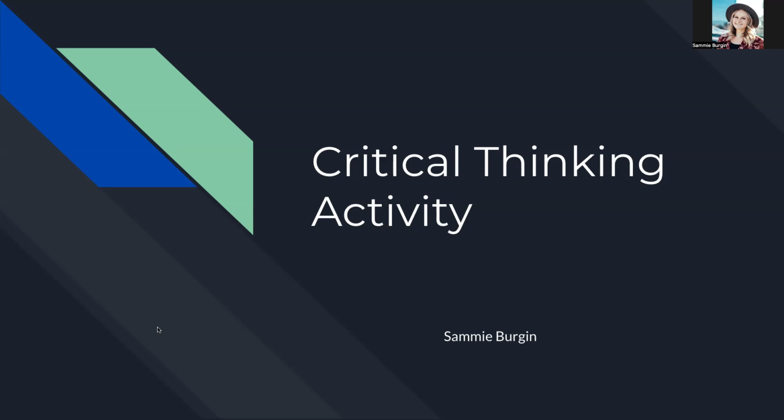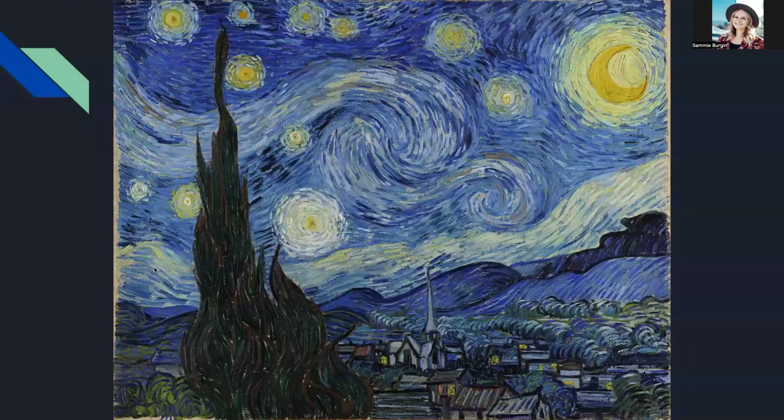We'll begin by displaying Starry Night and asking students to take a minute to observe the painting. This initial observation encourages students to notice the details and begin thinking about the painting's elements. And then the students will write down the things that stand out to them.